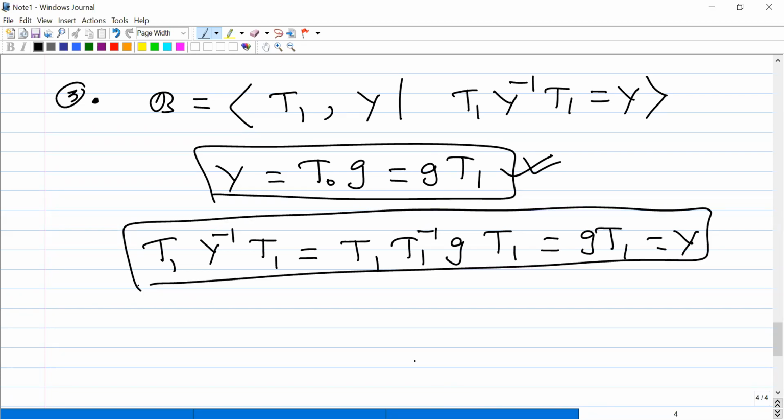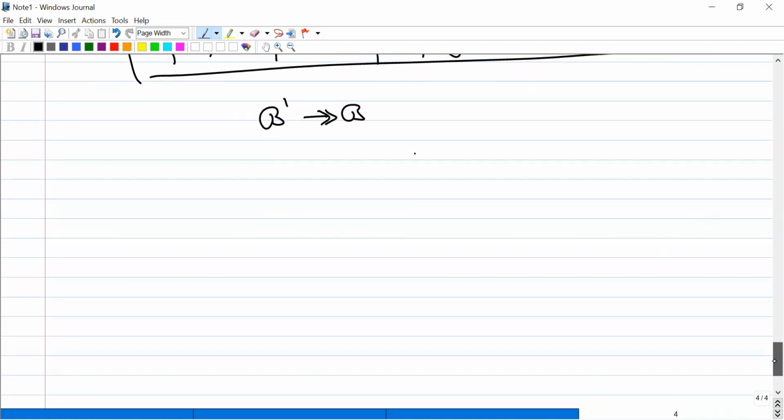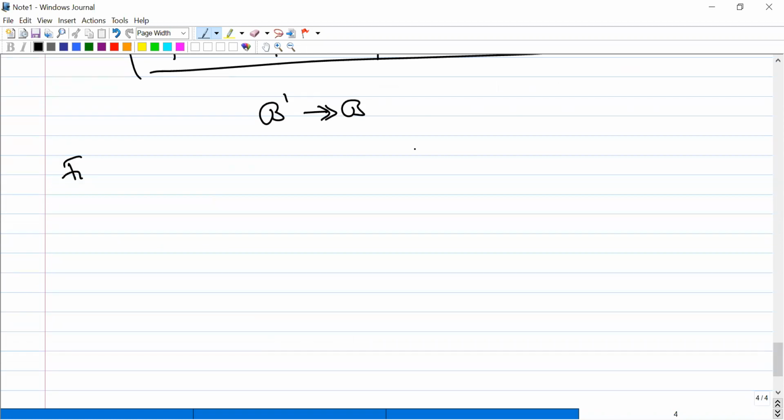Okay, so this tells that if I take this group to be B dash, then we have a surjective map from B dash to B, because we verified this relation inside B. Now to verify the other way, we can use the same relations. Now we need to define what is G.